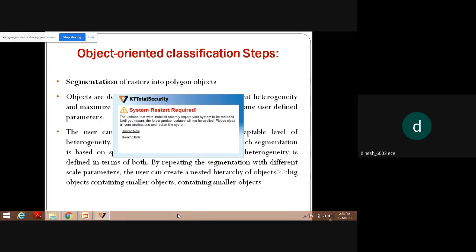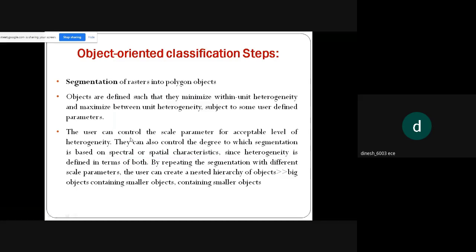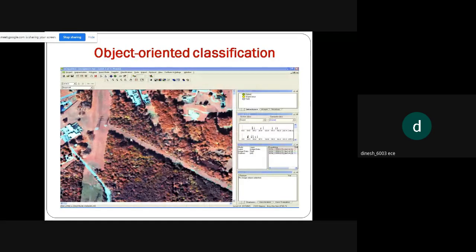By repeating the segmentation with different scale parameters, the user can create a nested hierarchy of objects, from very fine objects to much larger, big objects. So here is an ArcView.